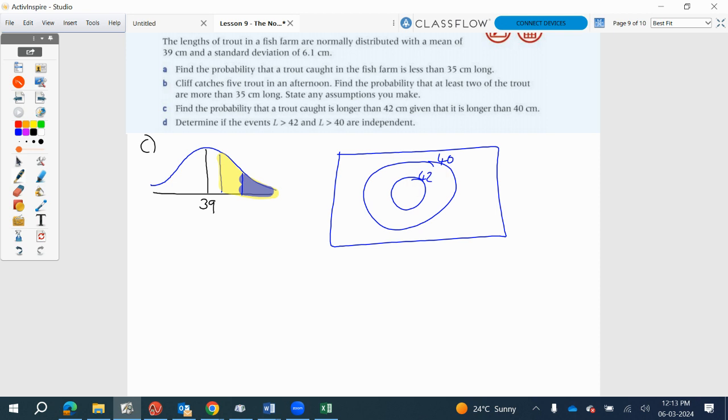So why am I showing you this? Well, we need to know what the intersection of 42 and 40 is. Notice how the intersection of 42 and 40 is the same probability as 42. So this one intersects 100% here. So when we go for the probability that x is greater than 42, given that x is greater than 40, this is what we want, conditional probability.